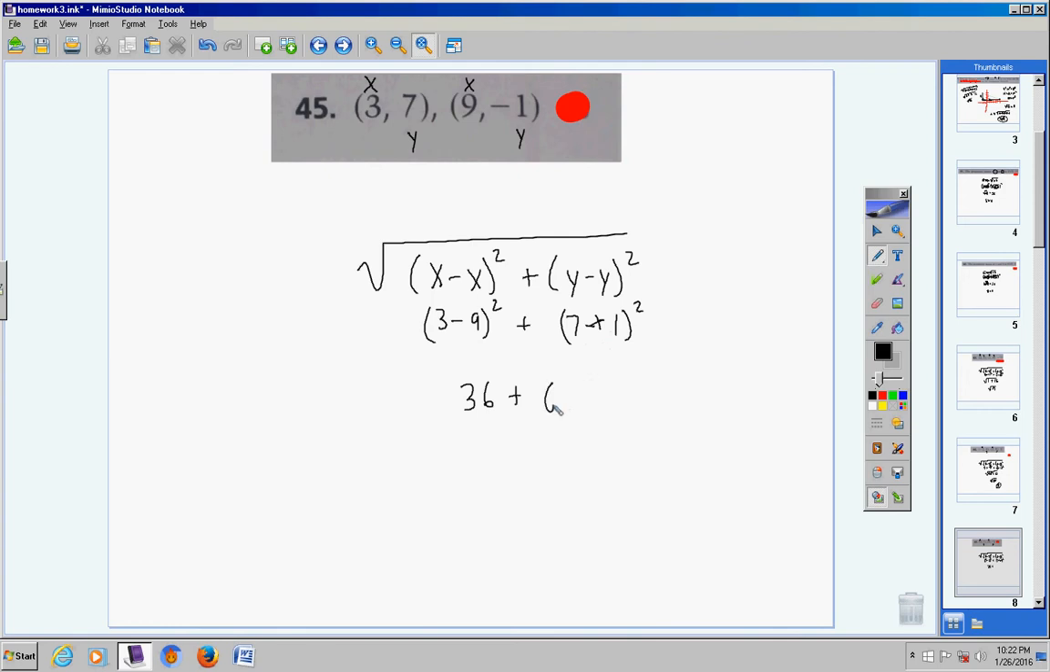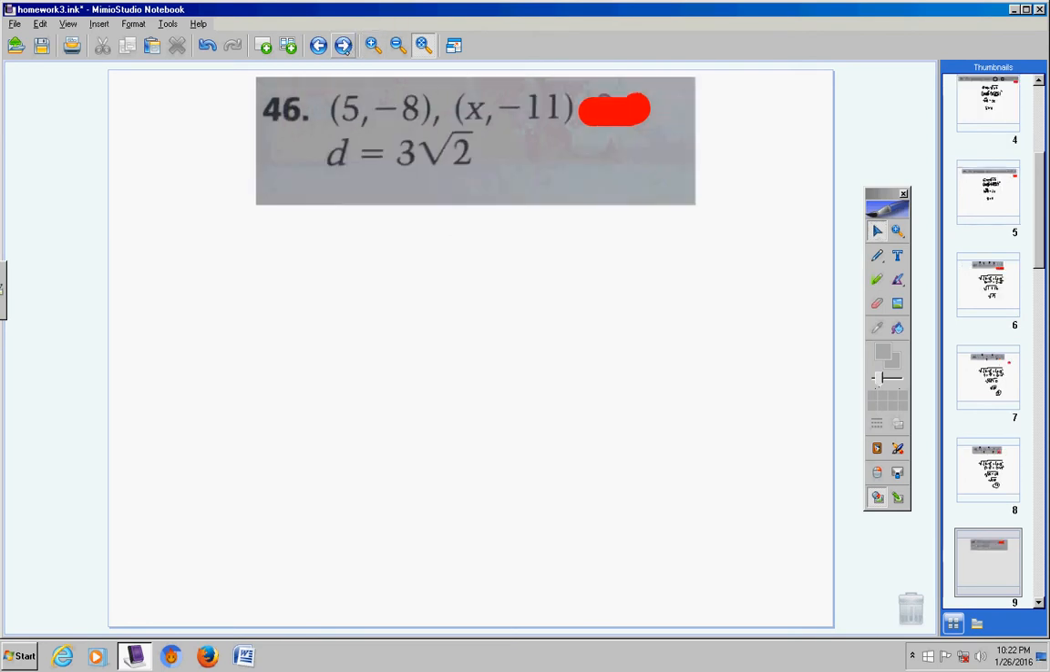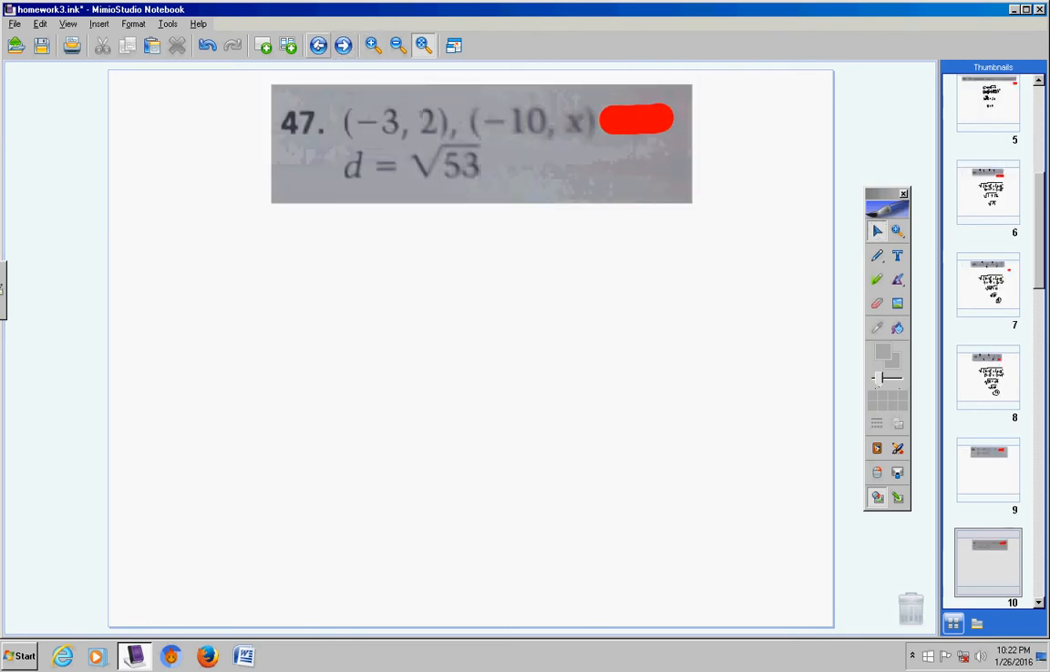8 squared is 64. Add those two together, and you will get 100. So we have the square root of 100, which is a perfect square. The square root of 100 is a whole number. It's 10. Okay? And the last 2 problems are probably the most difficult. I'll only give you 2 of these because they do take a little bit of time, okay?